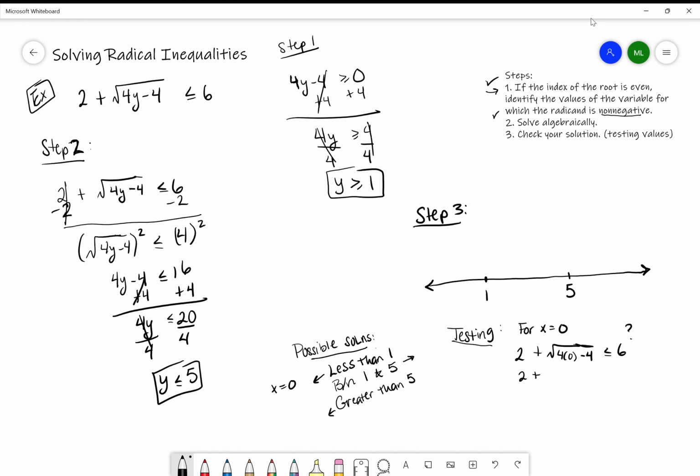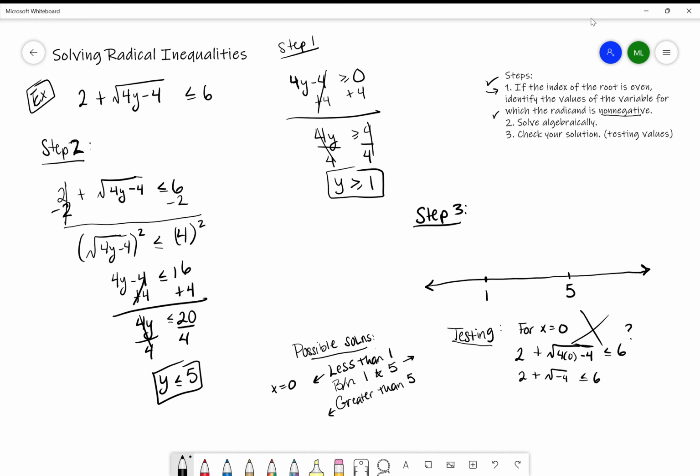So it's 2 plus, and then you've got 0 minus 4, you have negative 4. Is that going to be less than 6? Well, first things first, you already have a problem. It's negative 4. In step 1, we put our foot down and said it has to be greater than or equal to 0. This is negative, so already this x equals 0 thing won't work. So this can't work.